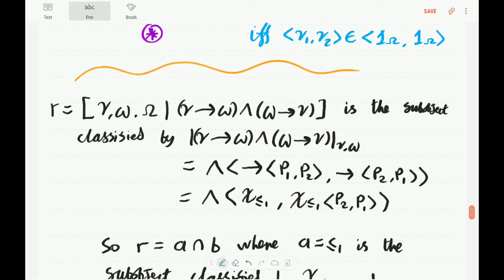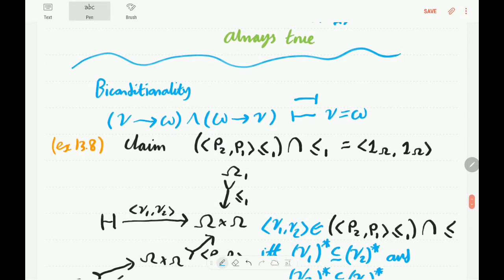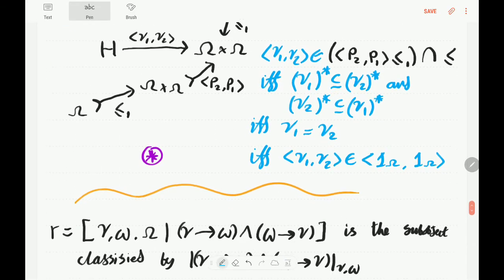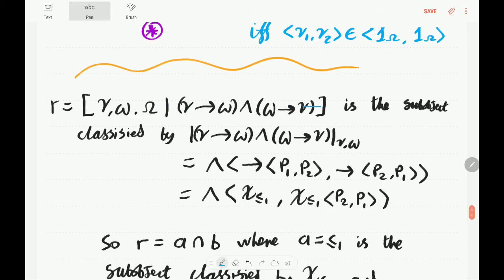So we'll go back to thinking about this. We'll do the extension over this and compare it with the extension over this using that previous result. So the extension over this left part is a subobject classified by the interpretation of V implies W and W implies V, over V's and W's. The interpretation of that is and of (P1, P2) implies (P2, P1).